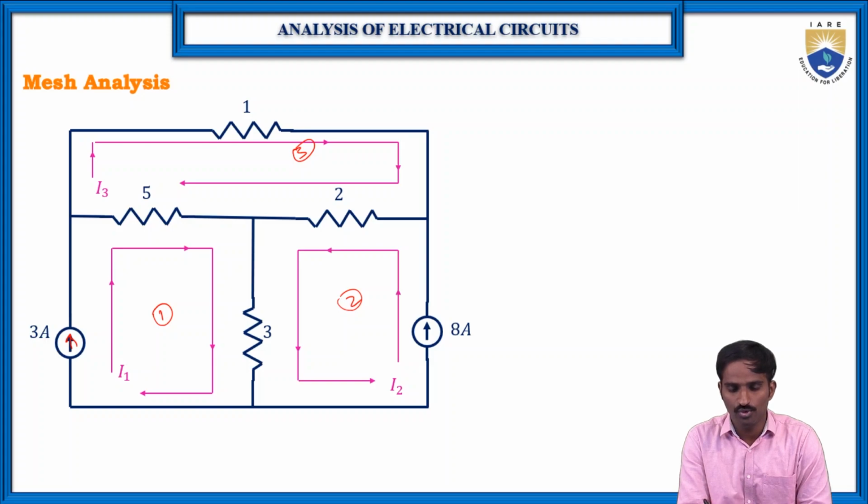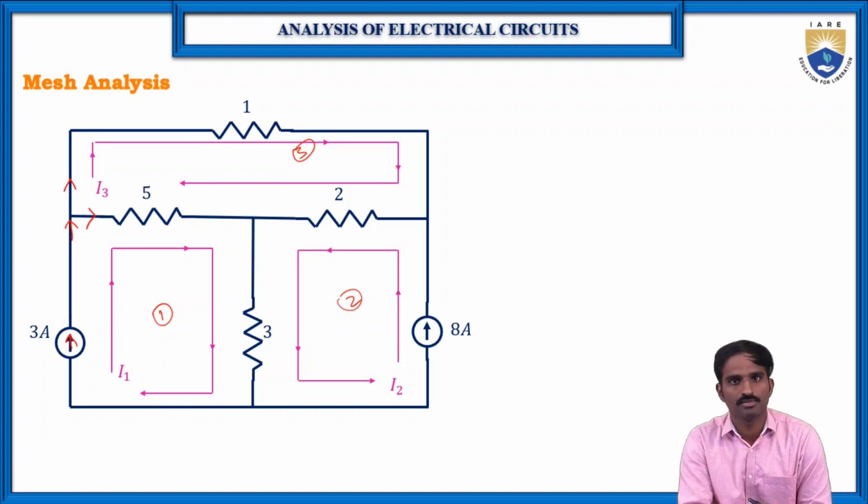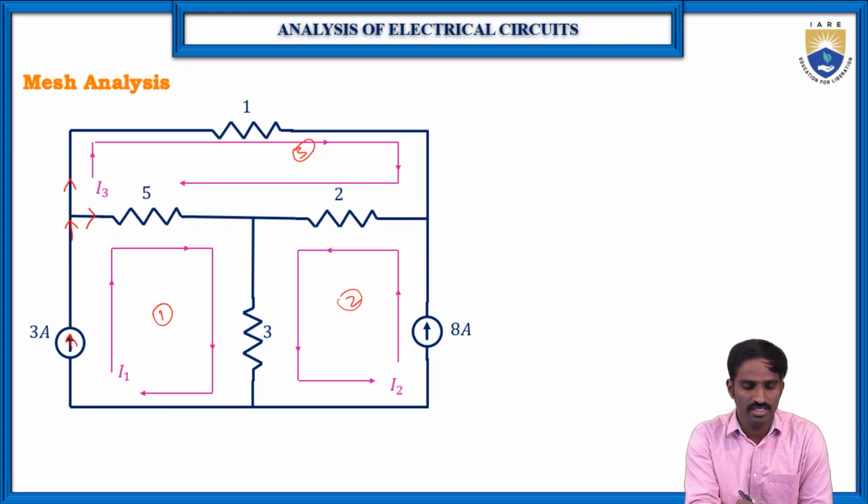Even in loop 2, here an 8 ampere current source is there, and here also the arrow mark represents the direction of the current, so we should take it the same way. And when coming to loop 3, the current will divide here and here. So that's why we are taking the direction of the current in loop 3 in this way.